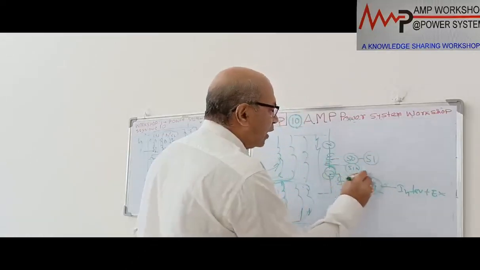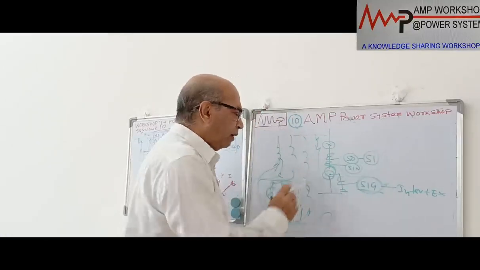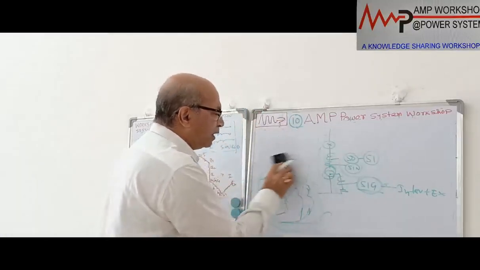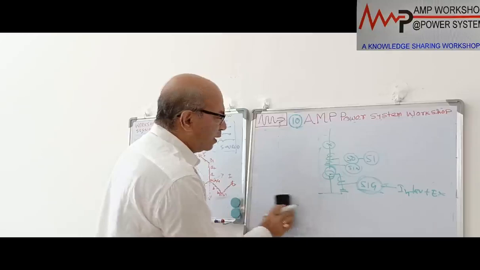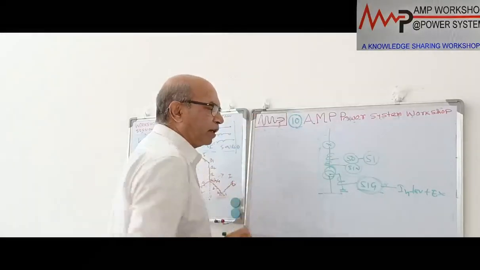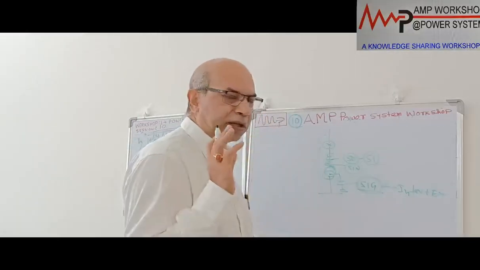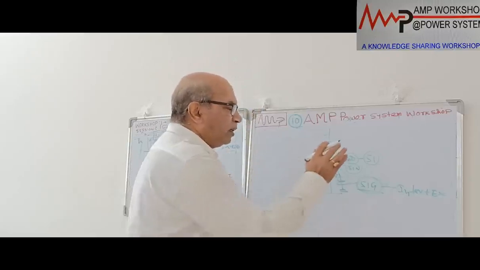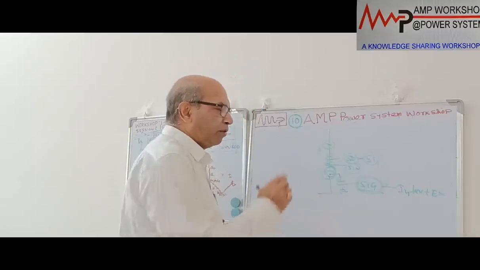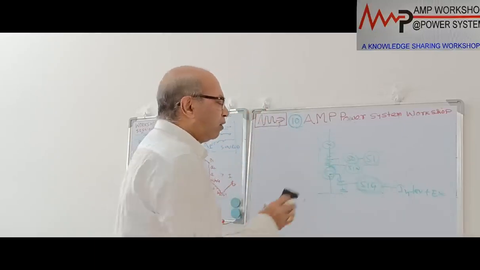But these three protections we are providing only for the internal protection of the transformer. If this zigzag transformer has a fault inside, then these three protections will work. This is for the internal fault of this transformer. But how these CTs are connected: for the earthing zigzag transformer, the CT is connected in a slightly different way. For the phase fault protection, the CT is connected in delta, not in star.